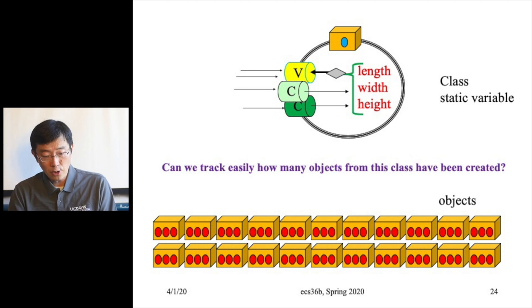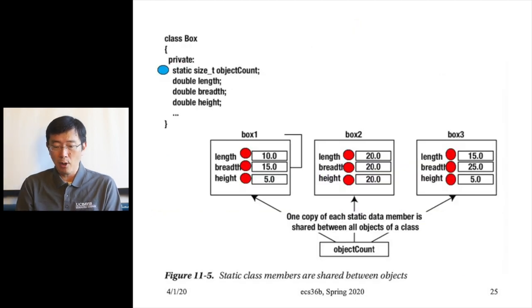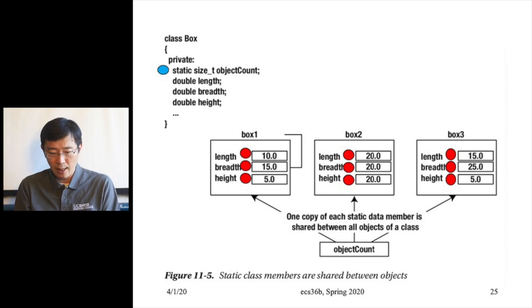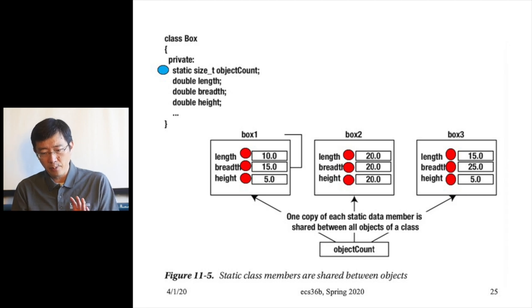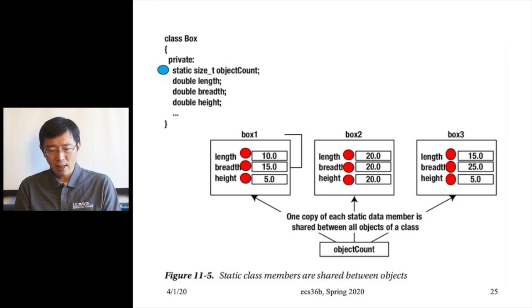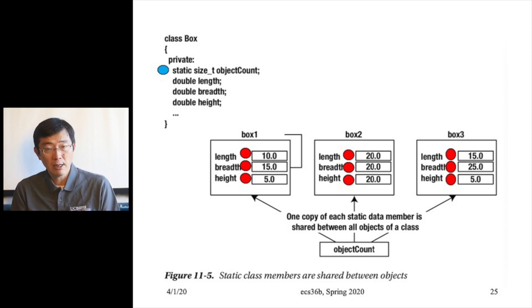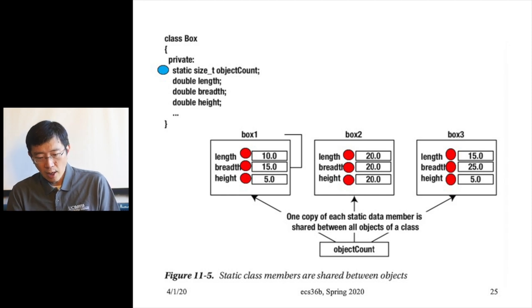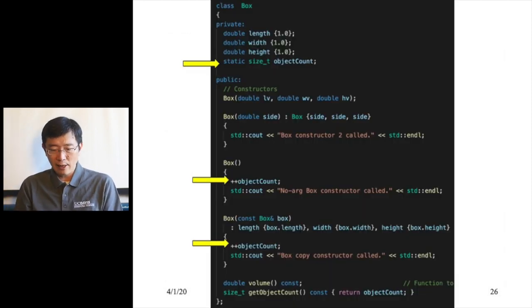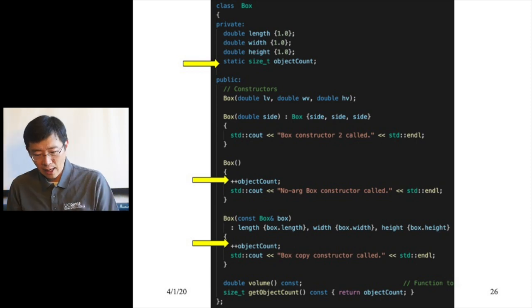Okay, so I'm going to show you an example. This is an example of a Box, also in chapter 11 of the textbook, Horton. It defines a class, but now, instead of only the three variables, length, breadth, and height, I'm going to introduce another variable called object count, and that object count has an attribute called static. So now you see there is a red and there is a blue. Then you see the code looks like this, and you have this object count.